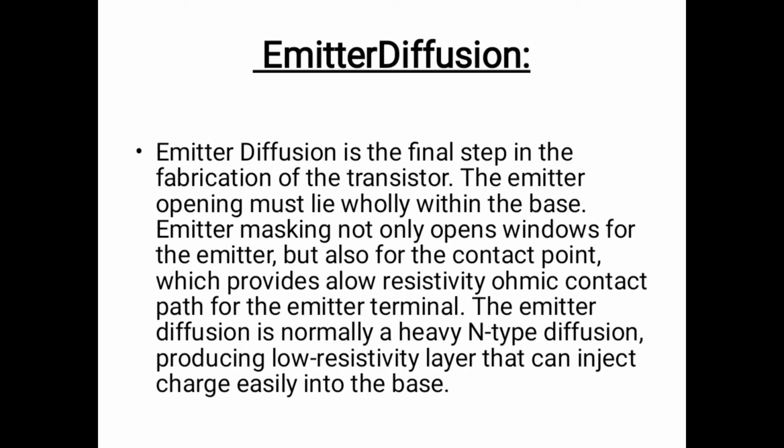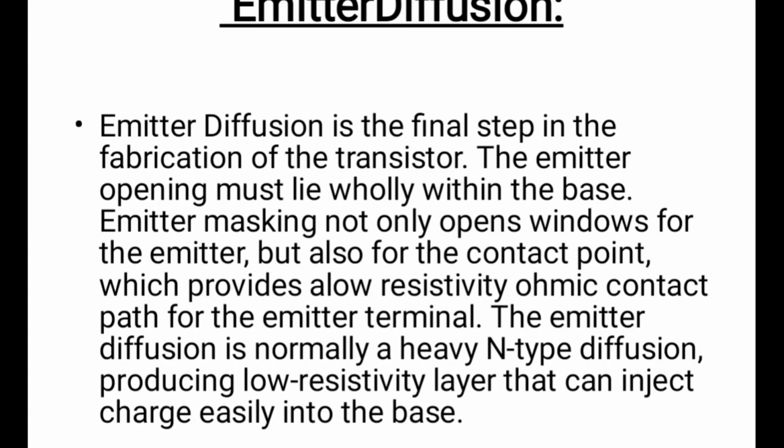Emitter diffusion. Emitter diffusion is the final step in the fabrication of the transistor. The opening must lie wholly within the base. Masking not only opens the window for the emitter but also for the contact, which provides a low resistivity ohmic contact path for the emitter terminal. The emitter diffusion is normally a heavy n-type diffusion, producing a low resistive layer that can inject charge easily into the base.